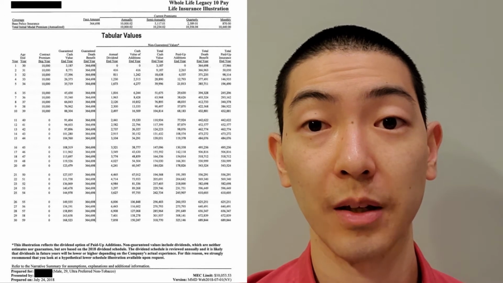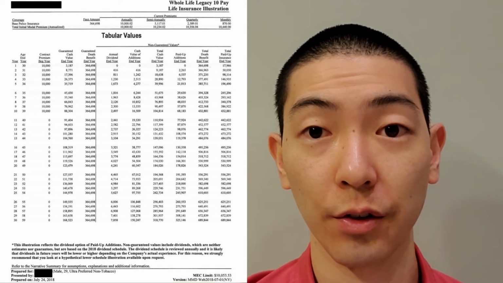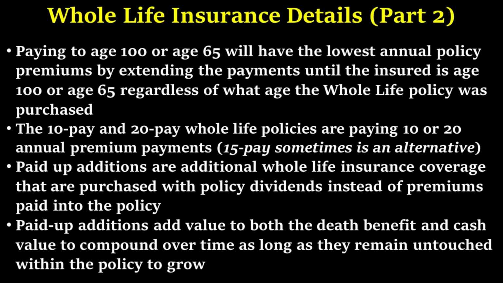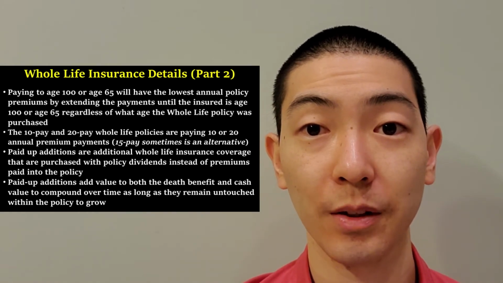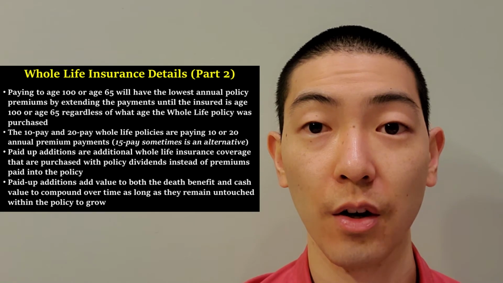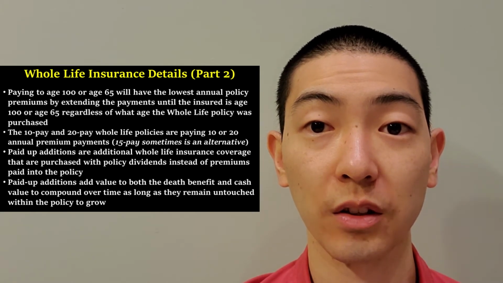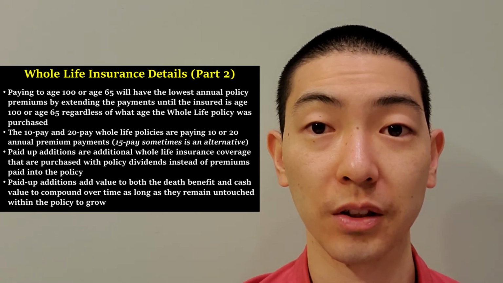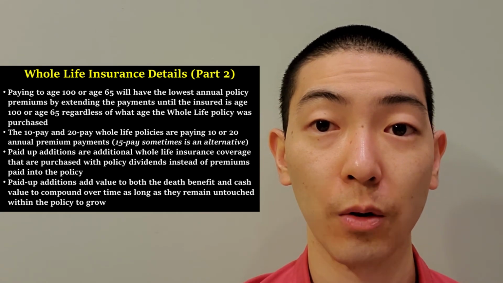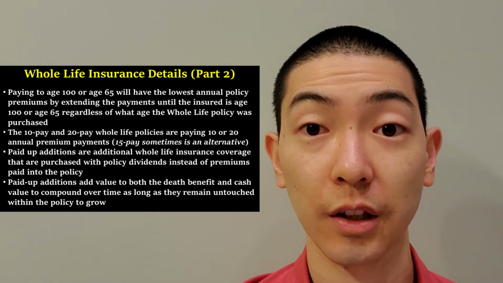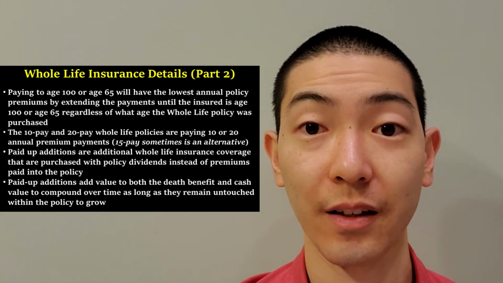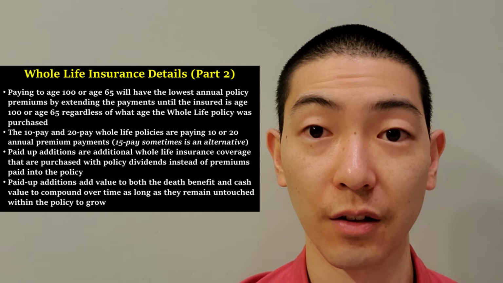The typical whole life payment structures are pay to age 100, pay to age 65, and 10 pay or 20 pay. Paying to age 100 or age 65 will have the lowest annual policy premiums by extending the payments until the insured is age 100 or age 65, regardless of what age the whole life policy was purchased. The 10 pay and 20 pay whole life policies are paying 10 or 20 annual premium payments. Some insurance companies offer options between 10 and 20, like a 15 pay as another alternative.